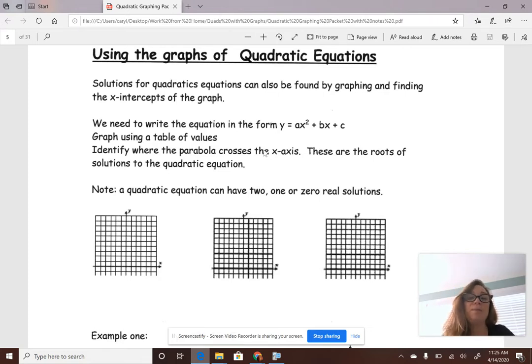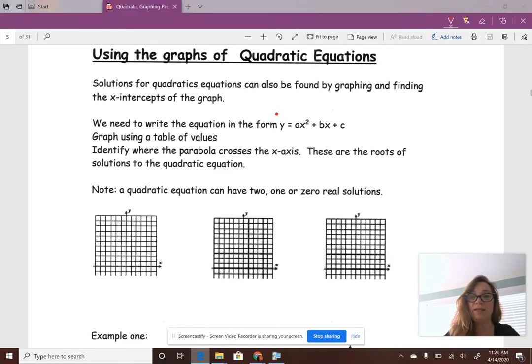Okay, so we're going to be using the graphs of quadratic equations. And remember, a quadratic equation is generally written in the standard form. And this is not going to be equal to 0. This is going to be equal to y because we're looking for it to be a function. It could also be equal to f of x.